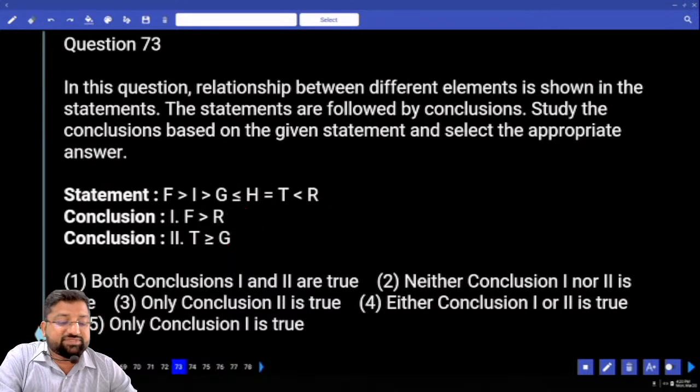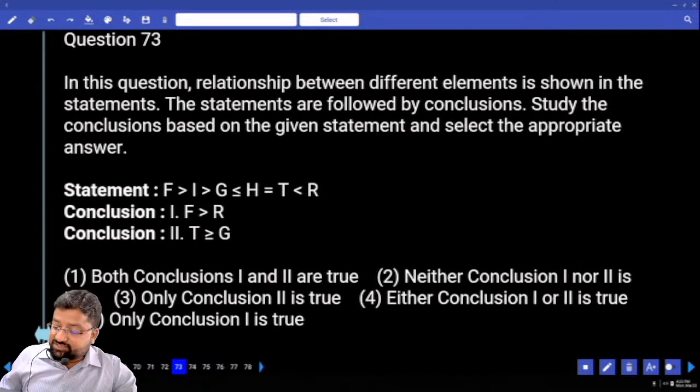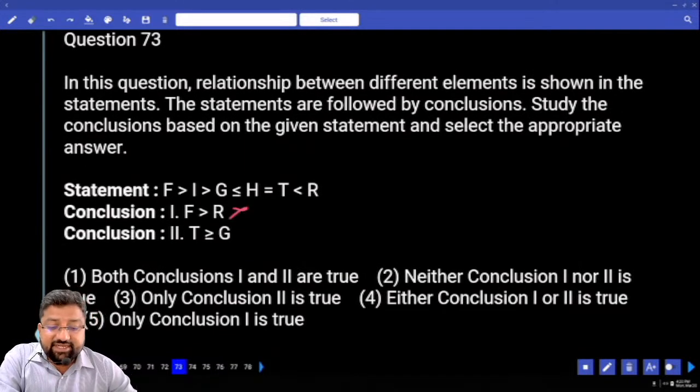Next. F and R. What do you see here? Opposite symbols. Will I get any answer? No, cannot be determined. T and G.